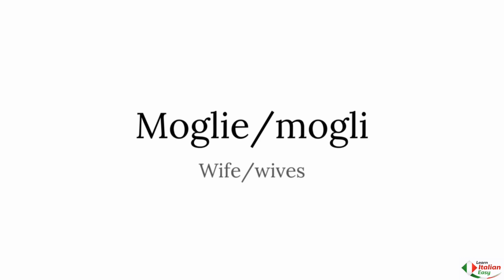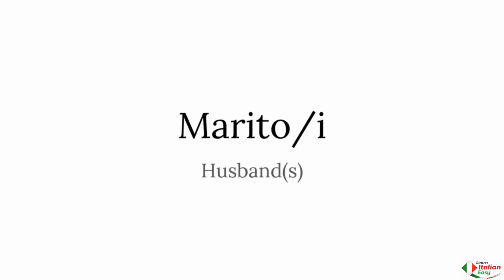Perfect. Then we have wife. Wife is moglie. Wives, plural, mogli. So basically you just delete the final E. Moglie, singular, mogli, plural. Husband, marito. Husbands, mariti, with an I.